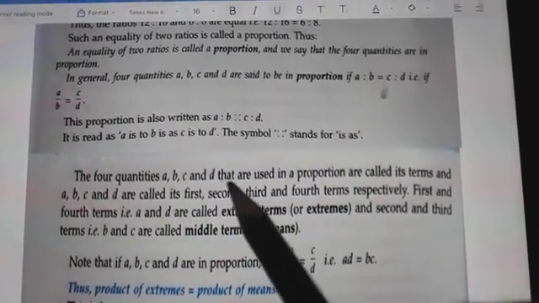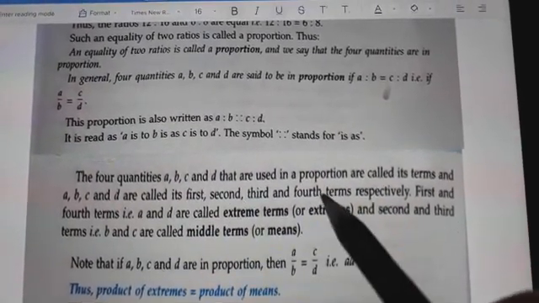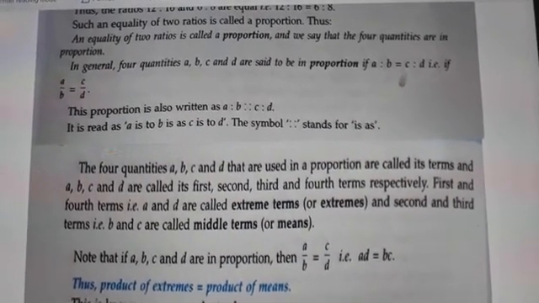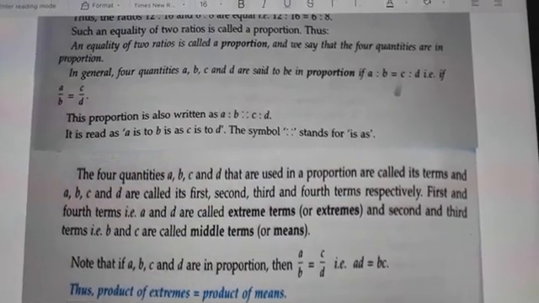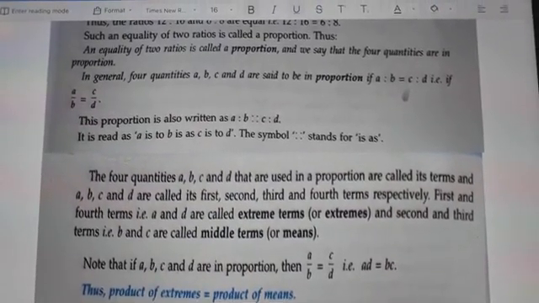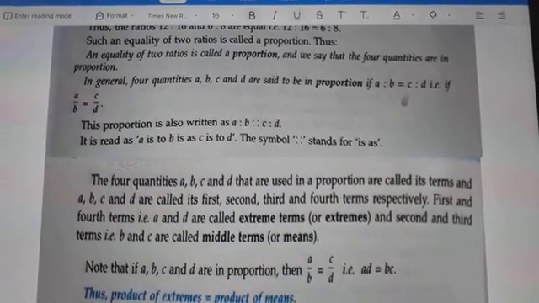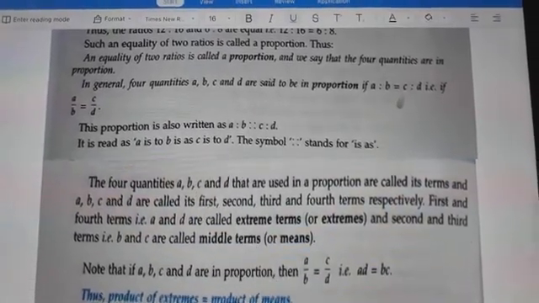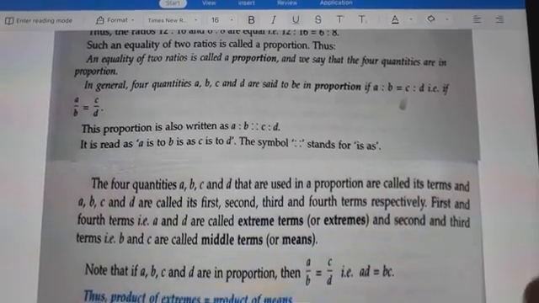Now as I have already said, there are four quantities, meaning four terms A, B, C and D: first, second, third and fourth terms. The first and the fourth terms are called extremes or the extreme terms, whereas the second and the third are called the middle terms or the means.